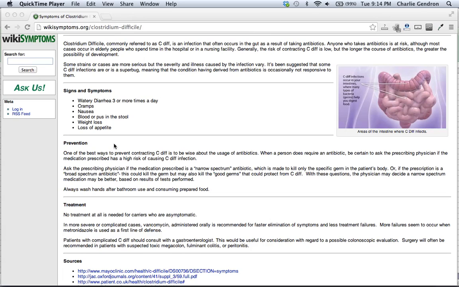diff infection. Ask the prescribing physician if the medication prescribed is a narrow-spectrum antibiotic, which is made to kill only the specific germ in the patient's body, or if the prescription is a broad-spectrum antibiotic. This could kill the germ, but may also kill the good germs that could protect from C. diff. With these questions, the physician may decide a narrow-spectrum medication may be better based on results of tests performed.